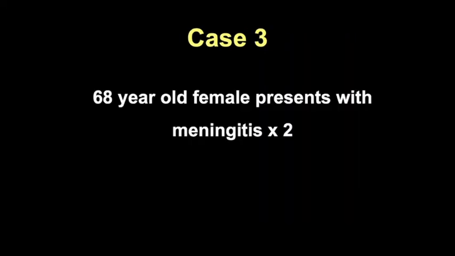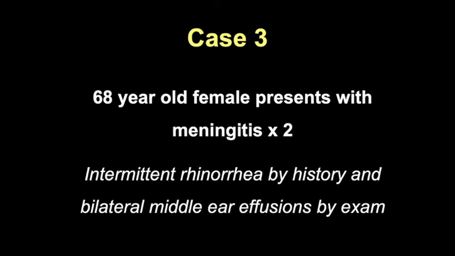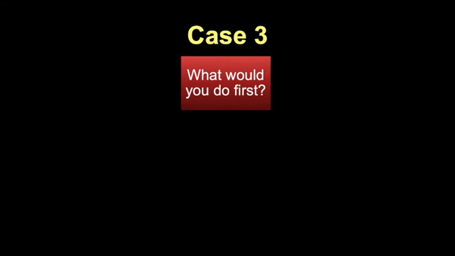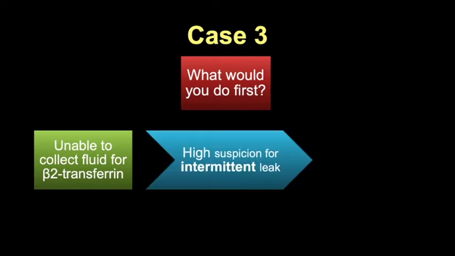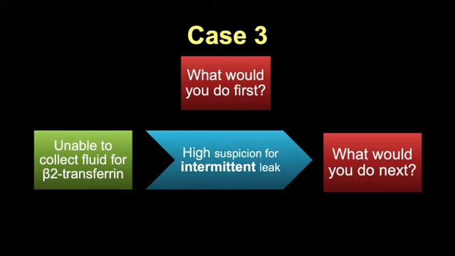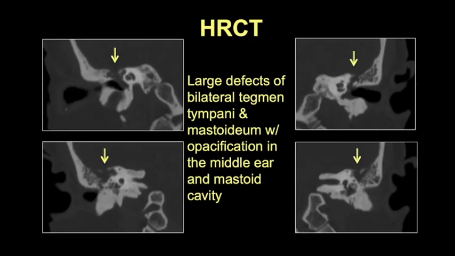Okay, case 3, our final case, is a 68-year-old female who presents with recurrent meningitis, and she had intermittent rhinorrhea by history and bilateral middle ear effusions on exam. So what would we do first? Well, they attempted to collect fluid with beta-2 transferrin, but the patient wasn't draining enough. But the team had a very high suspicion for intermittent leaks. So what are we going to do next? Well, again, always start with CT.